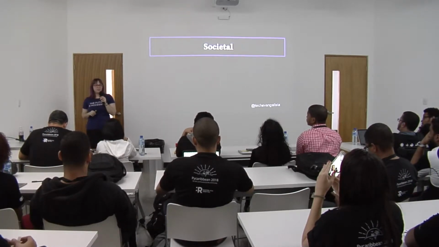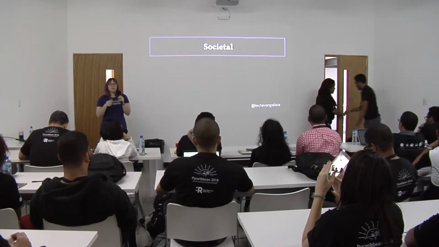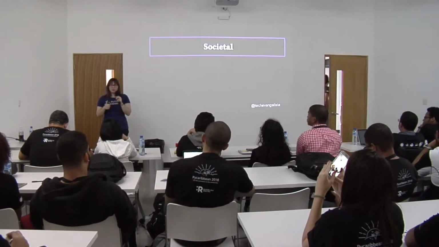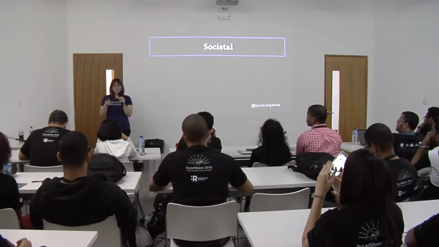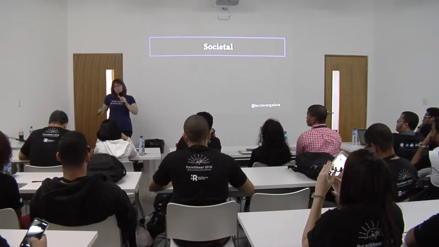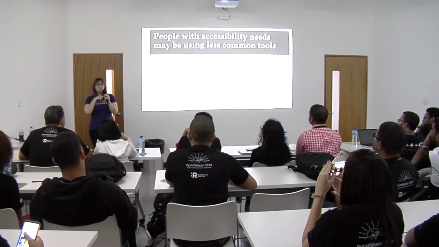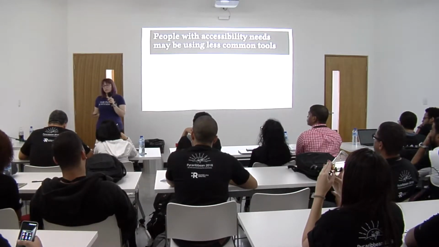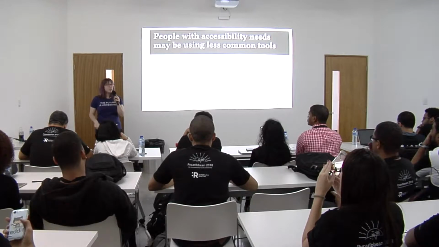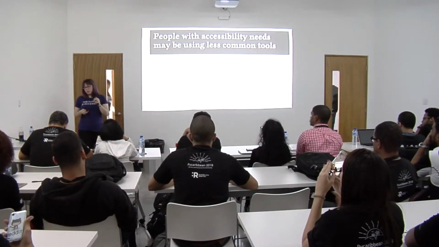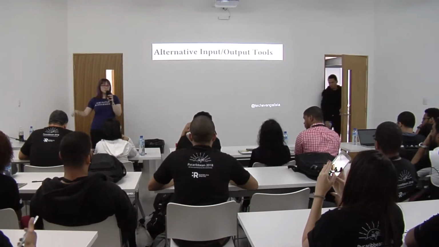And there's societal, and the best example of this is left-handedness. Some people might design apps or the mobile web page for their apps assuming people are using their right hand to navigate it, and that can cause issues for people who are left-handed. And people with accessibility needs might also be using tools that you're not planning for. Most people design their websites thinking that a mouse will be in play, but oftentimes other tools might be used, and these are called alternative input or output tools.